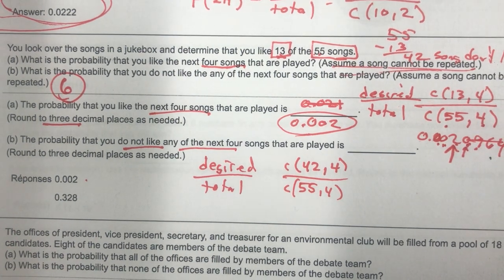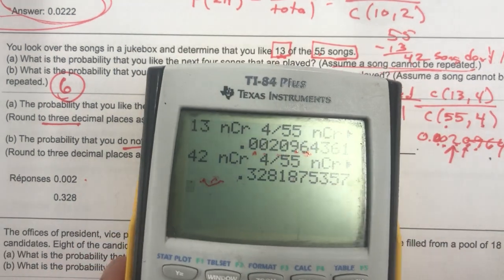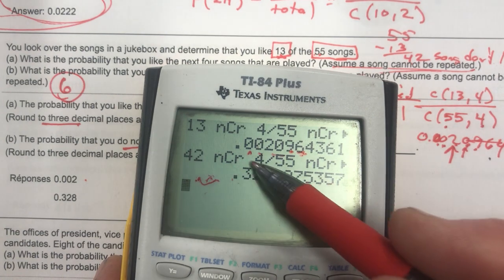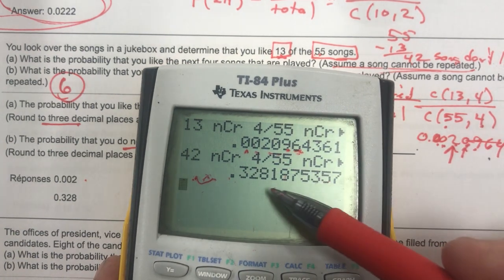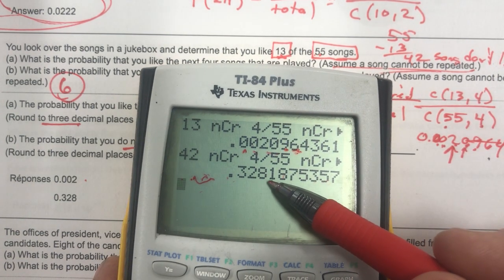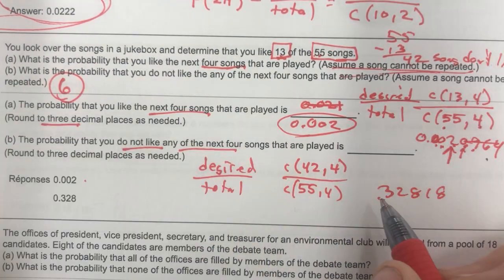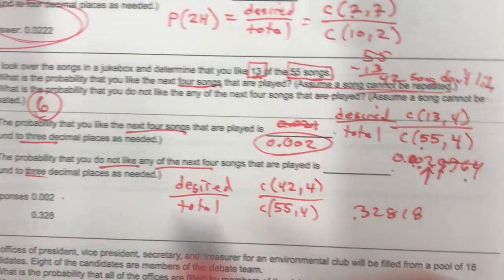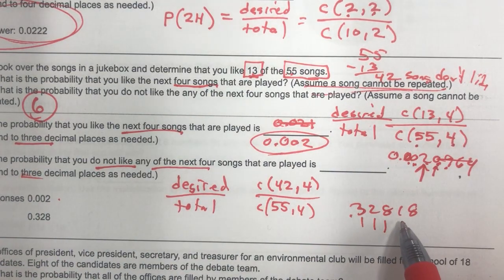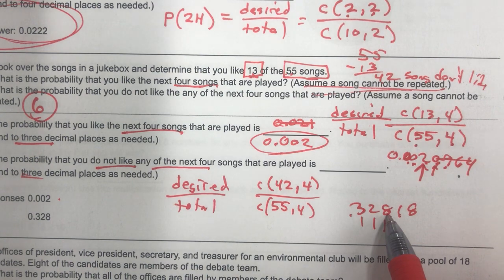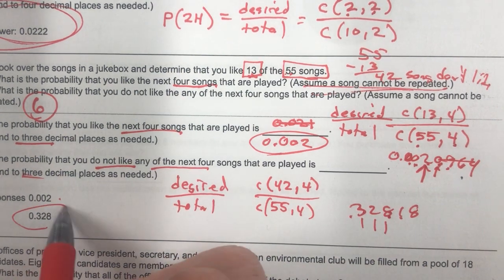Okay? And so as I punch this in, right there it is. 42 choosing 4, 55 choosing 4, which is 0.32818. And it says round to 3 places, so I'm going to keep these 3, which this 1 does not make the 8 go up. It stays. So you see the answer right there.